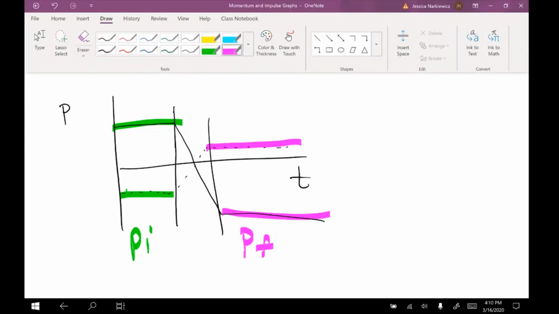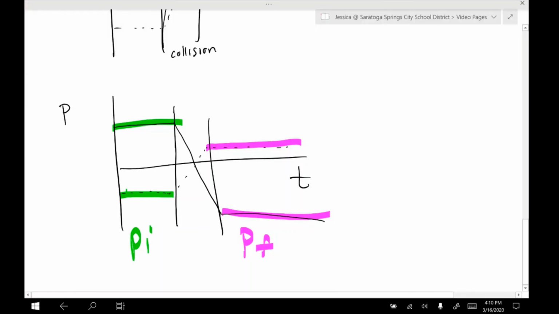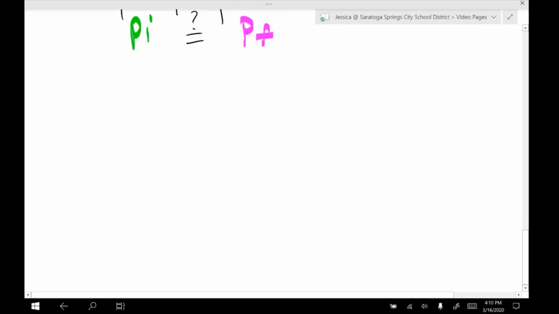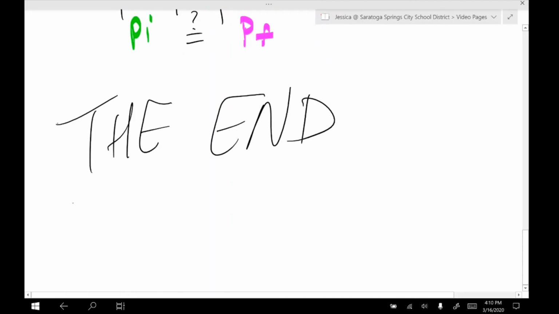I'm trying to get my black pen back. There we go. So we would think, are they equal? Is momentum conserved? And if it's not, then we could figure out the change in momentum by doing P final minus P initial. Figuring out, well, so momentum isn't conserved. How much did we gain or did we lose? And from that, you could figure out a whole bunch of fun stuff. Okay. So that is the end of that video.